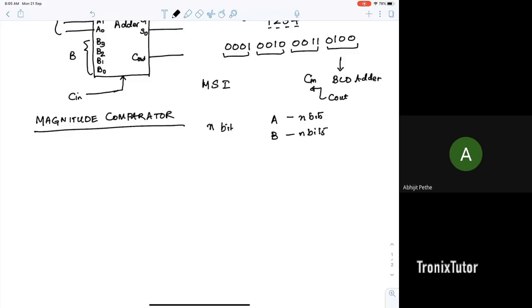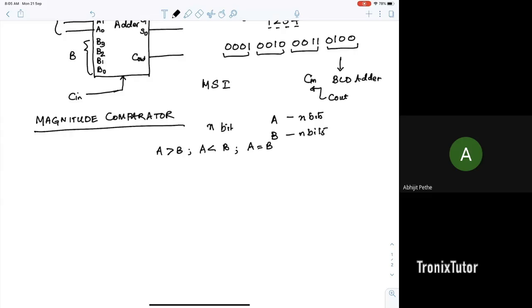And I have three outputs from this chip: an A greater than B output, an A less than B output, and an A equal to B output, right? So I basically want a module which, if I send in two n-bit numbers, has three outputs and tells me which one is the greater number, which is the lesser number, or which is equal, right? So again, this now helps you bring in logic.